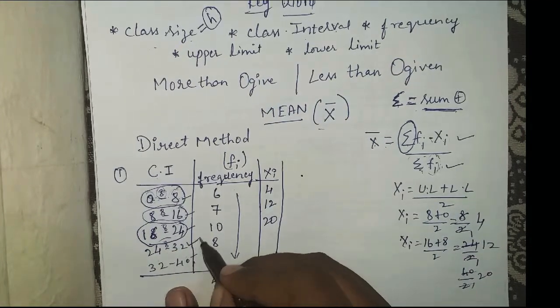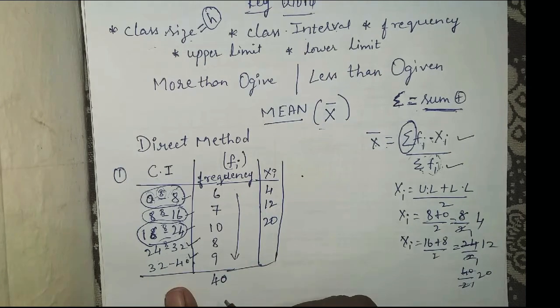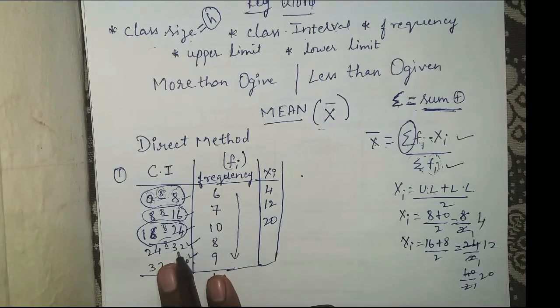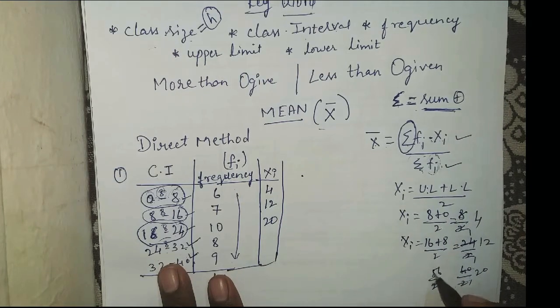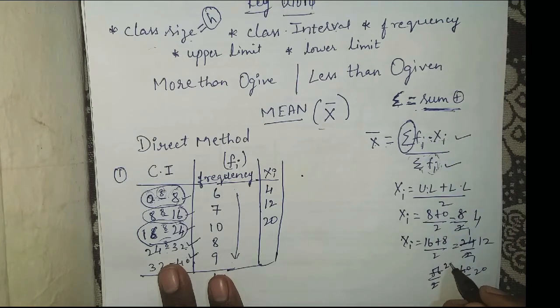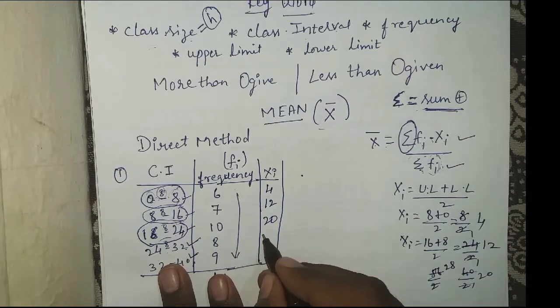In the same way you will calculate the rest. So once you calculate xi, 32 plus 24. What is 32 plus 24? It is 56. 56 divided by 2. What is 56 divided by 2? 2 twos are 4, 2 eights are 16, it's 28.